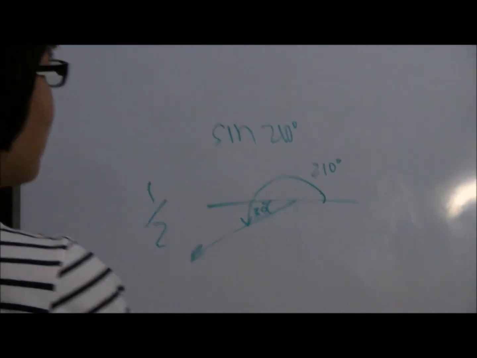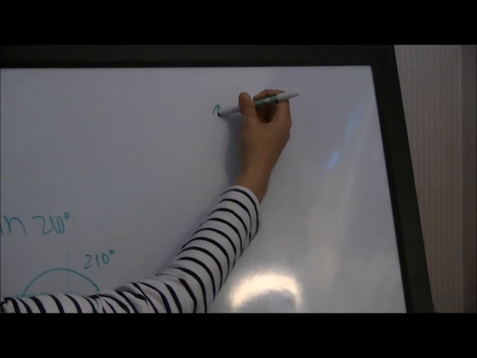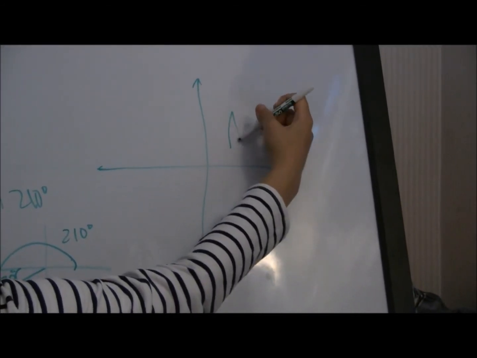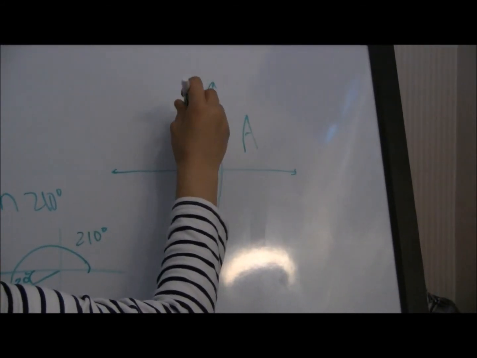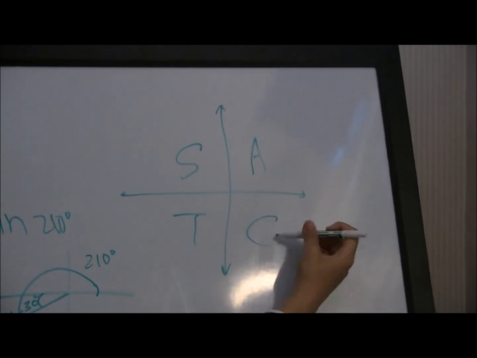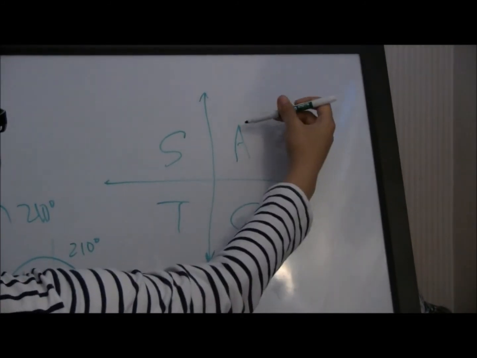So her answer is, it should be -1/2, not just 1/2. And this is why. All Students Take Calculus. So it goes like this. All is in the first quadrant, Students is in the second quadrant, Take is in the third quadrant, and Calculus is in the fourth quadrant. So basically it stands for what you think it is.